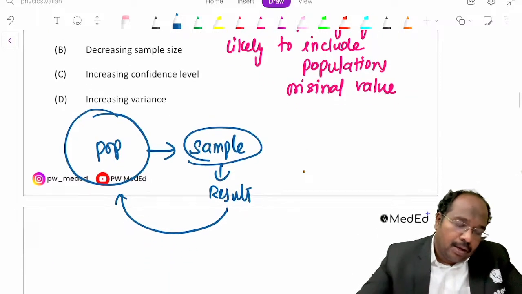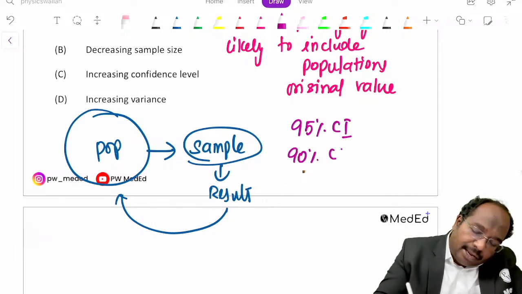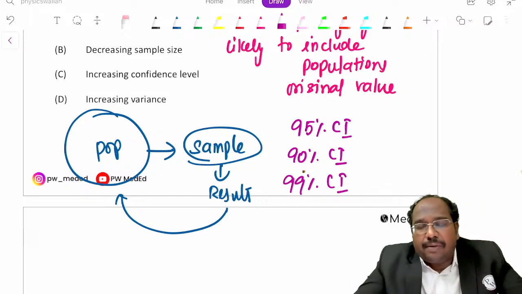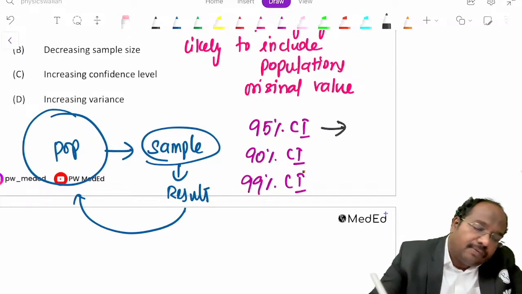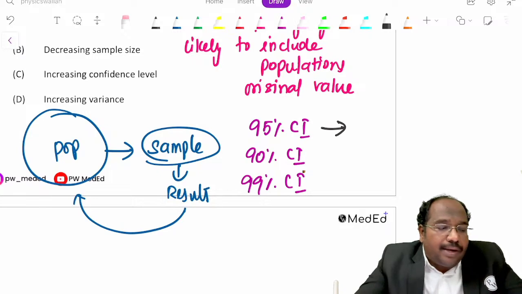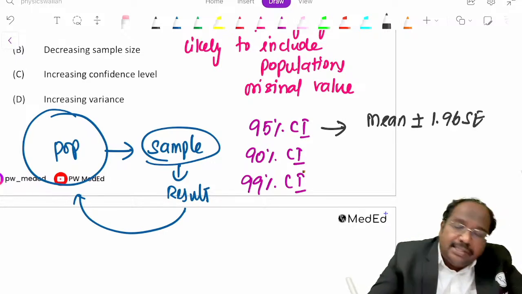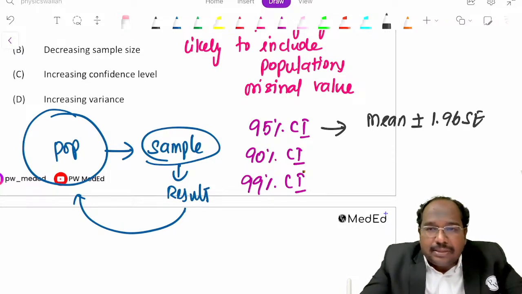Okay, fine. Now the confidence interval we are going to write in a formula. We have the 95% confidence interval, 90% confidence interval, and 99% confidence interval, so percentage wise I can tell. For example, take the 95% confidence interval for quantitative data. The formula is mean plus or minus 1.96 standard error. This is the formula.